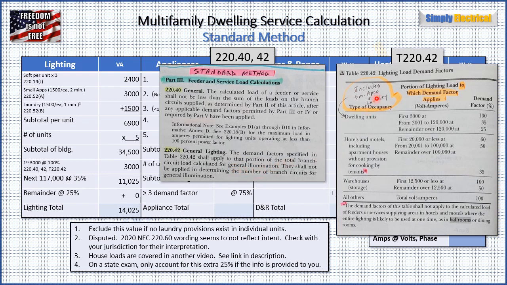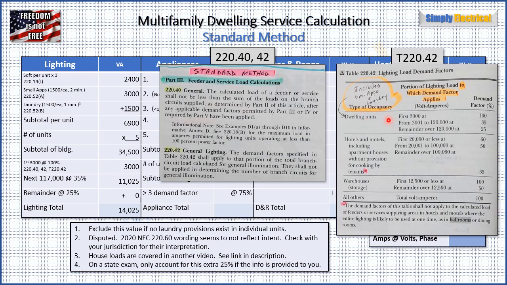Okay, Table 220.42, lighting load demand factors. So you got three columns here. You got your occupancies, your portion of lighting load to which demand factor applies, and your demand factor. Under occupancies, you've got dwelling units, hotels, motels, warehouses, and then anything else. We're just going to be dwelling on dwelling units for this video.